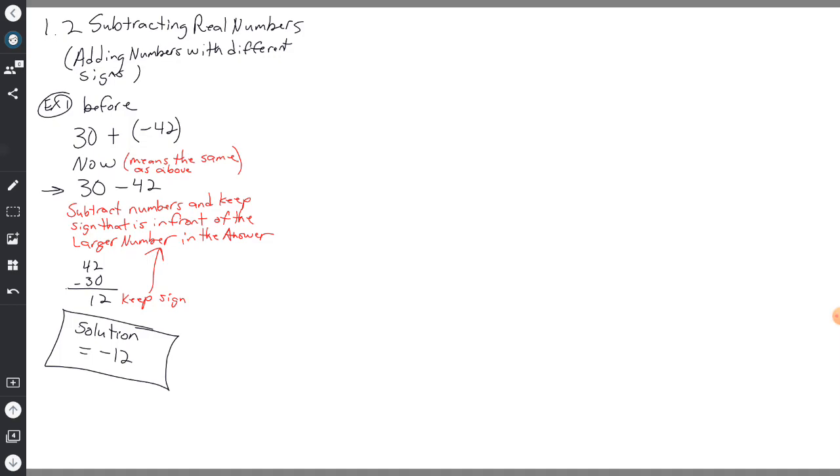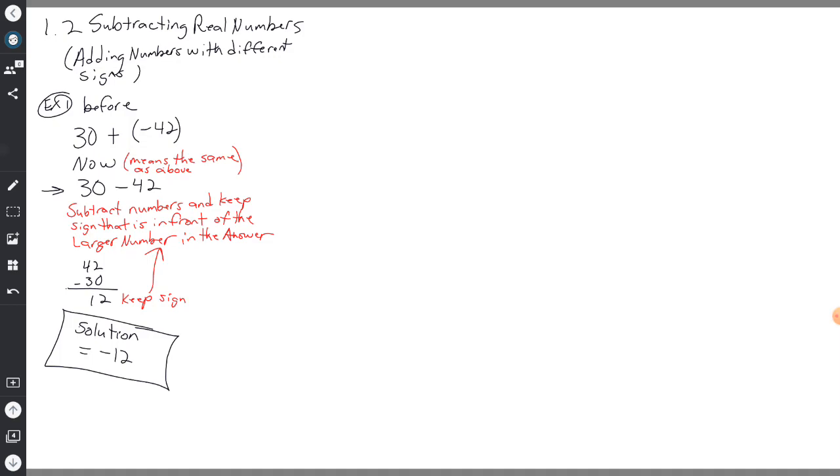For exam purposes, we have to know that this is all related to real numbers, and that if you give us a problem that says 30 minus 42 now, you're actually meaning the same thing. And if you see it like this, you can always rewrite it to look like that.